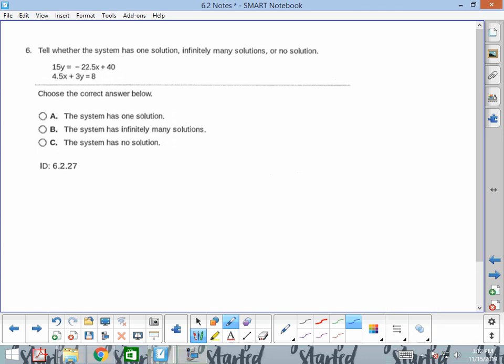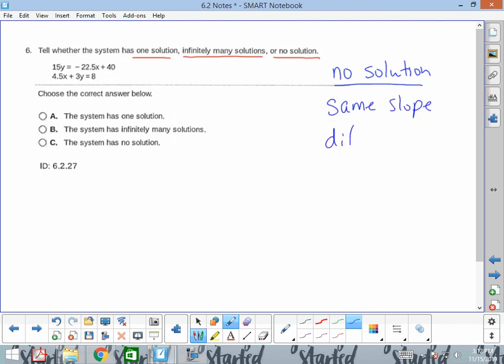Okay, so this is video number 2. On these last 4, all we're trying to find out is if it has one solution, infinitely many solutions, or no solution. Mostly what we're going to be dealing with here is infinitely many or no solutions. If it is no solution, then that means that the lines have the same slope but different y-intercepts.